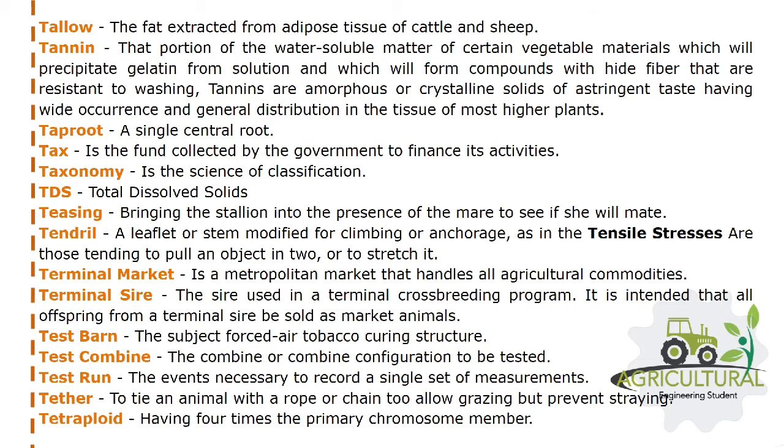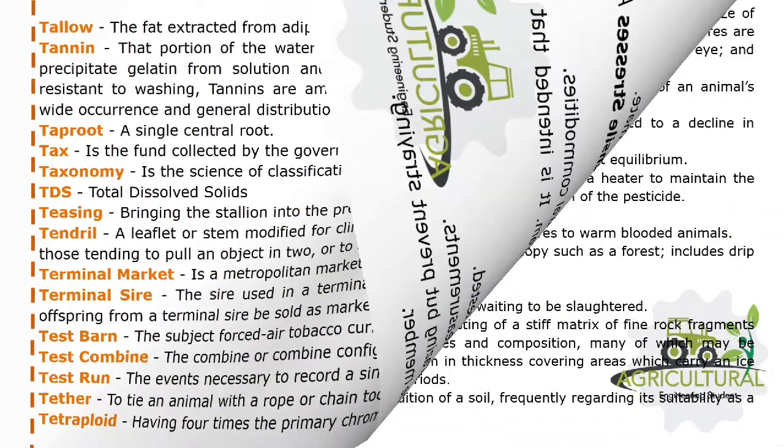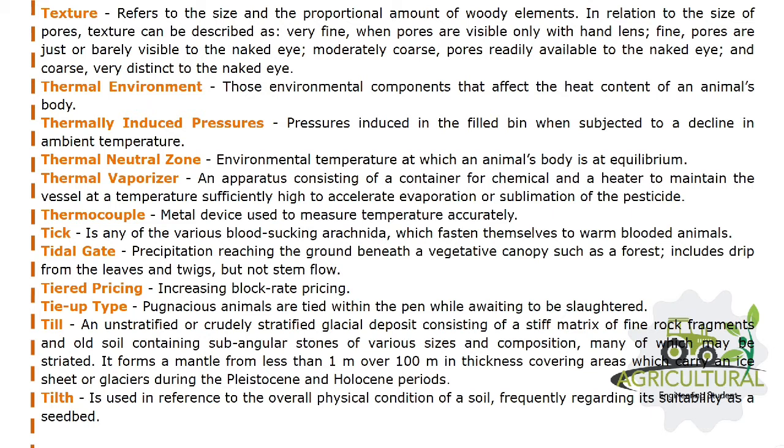Test run, the event necessary to record a single set of measurements. Tether, to tie an animal with a rope or chain to allow grazing but prevent straying. Tetraploid, having 4 times the primary chromosome number. Texture, refers to the size and the proportional amount of woody elements.